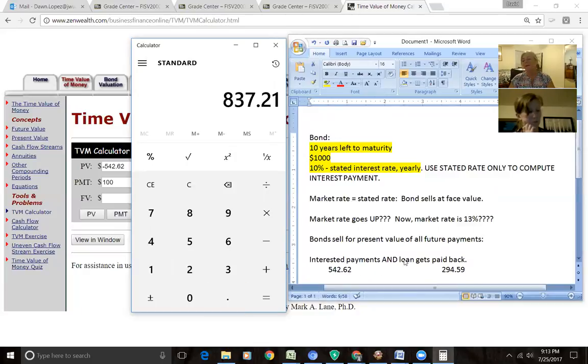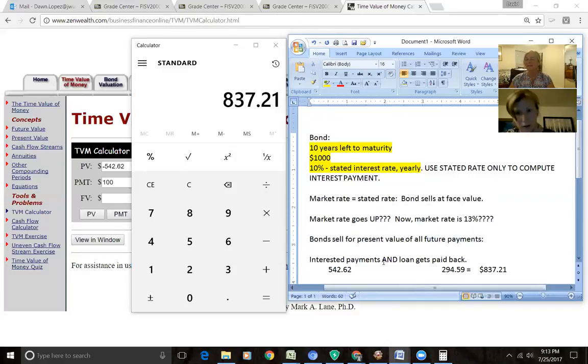And so now your $1,000 bond, in order to make someone inspired to buy it, they would buy it for $837.21, which is of course less than the $1,000 that you paid for it, which is exactly what you said it would be. You said it would be less, and it is less. If the market rate goes up, then the value of the bond goes down.